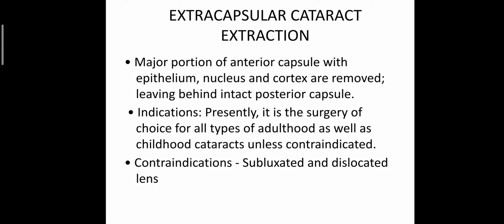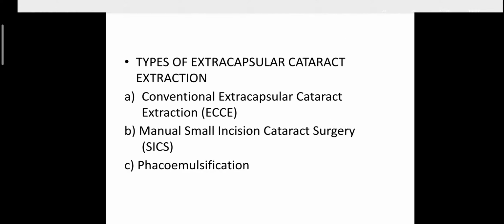Now coming to extracapsular cataract extraction. In this you need to remember the major portion of the anterior capsule with epithelium, nucleus and cortex, everything is removed, leaving behind the intact posterior capsule. Hence allowing us to place a posterior chamber IOL. So this is the surgery of choice for all types of adulthood as well as childhood cataract, unless there is some contraindication like grossly dislocated or subluxated lenses.